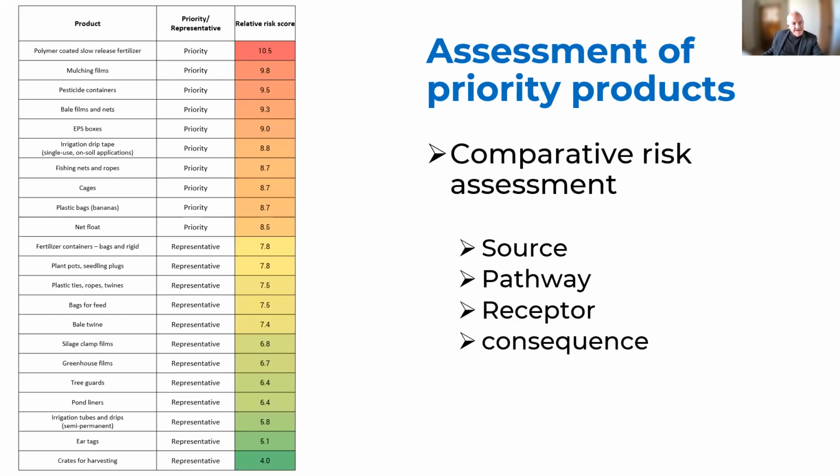And this is the list of the prioritization of the products. Those that pose the greatest risk are polymer-coated fertilizer, mulching films, pesticide containers, bale films and nets, expanded polystyrene fish boxes, irrigation tape, fishing gear and aquaculture cages, and pesticide impregnated bags for banana fruit protection. And these were investigated further and potential alternatives identified.